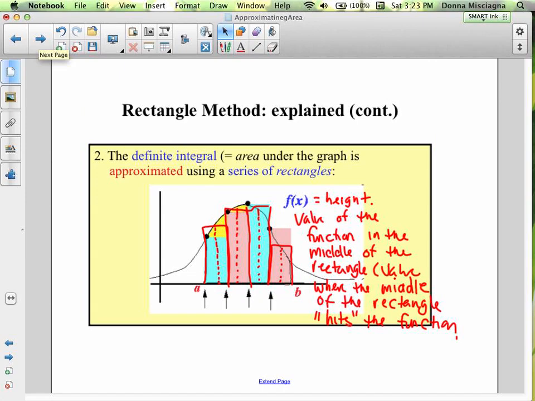It could be something we decide based on the function. It depends on what the question asks. If the question asks us to use the value of the function on the left-hand side, then we're going to use the left-hand side. If it says use it on the right-hand side, we use the right-hand side. If it says in the middle, we use the middle. So all 3 are correct. I just want to introduce that to you.